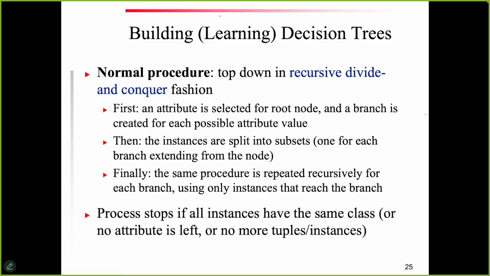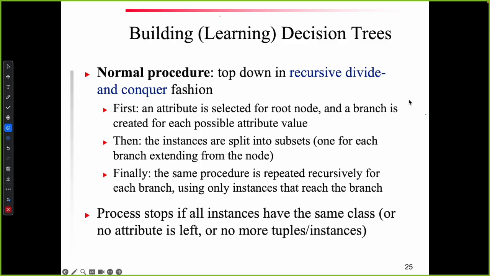So now I'm going to continue on. We still have 40 minutes, and I'm going to explain how we choose the best attribute. But before that, about building a decision tree, the normal procedure, as I explained before, is top down. So you start from the root and then you go downward in a divide and conquer manner. By recursive divide and conquer, I mean at the beginning you choose one attribute for the root node, for example Outlook, and then you create one branch for each possible value of that attribute.